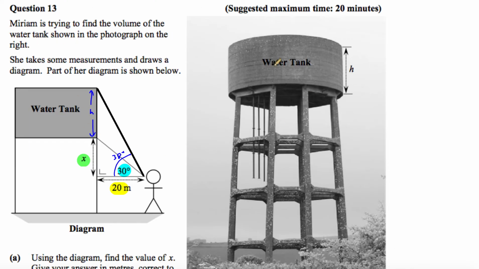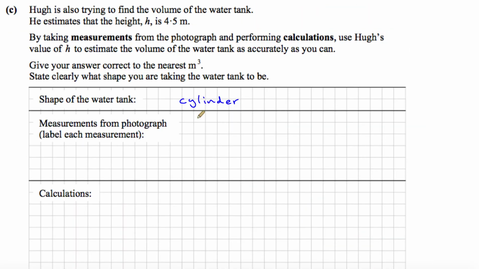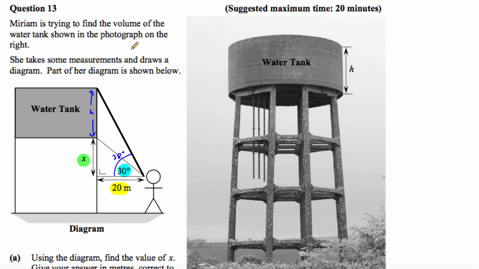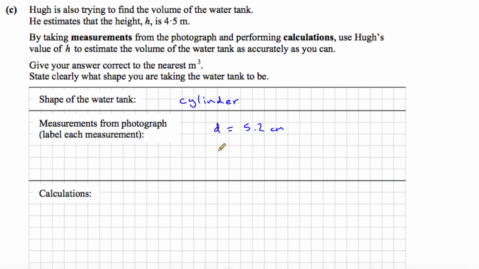If you're measuring this photograph from an A4 printout, which is what would have been on the exam, you should get a diameter, in other words the distance across the width of the tank here, of 5.2. The diameter is 5.2 centimeters, and you should get a height h, this distance here, of 2.2. So height is 2.2 centimeters. That's what you should get when you measure with a ruler from the photograph.